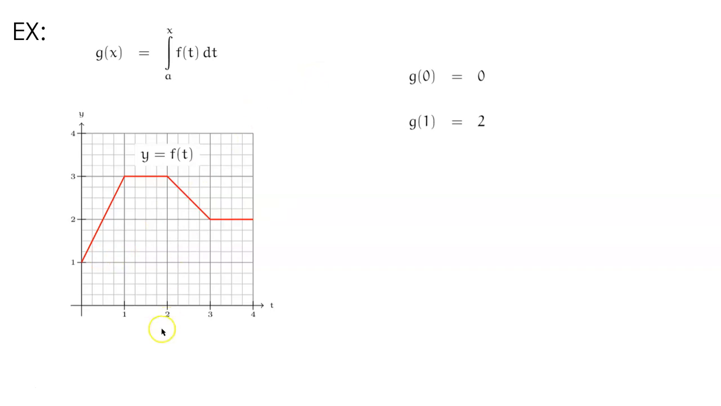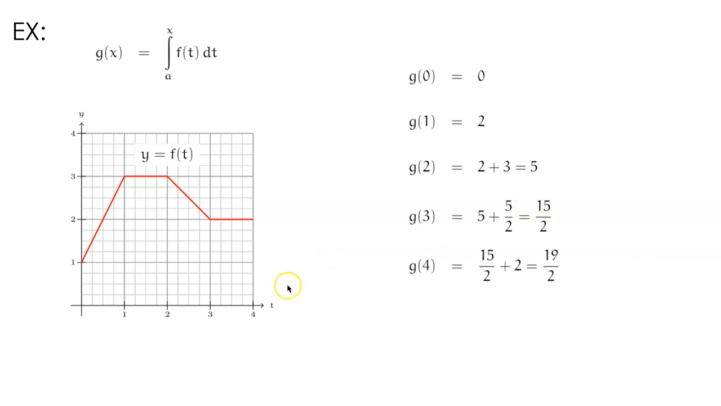Now, when I look for g of 2, I'm going to still have the 2 from before because I want all the area between 0 and 2. So I'm going to have all that area plus 3 more. So I get a 5. Then I'll do g of 3. I have the original 5. And then I have the area of this mess, which is a half, that's 5 halves. So I get 15 halves. And if I integrate to 4, I have what I had before, plus 2 more for 19 halves.